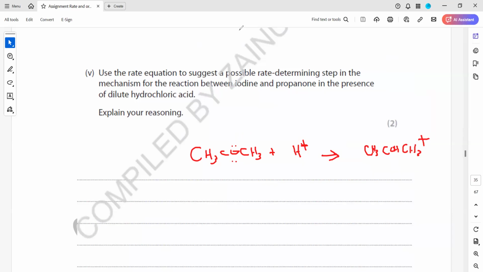Sir, in this question, can we write using words, or do we have to write the reasoning also? We have to just, you will mention, because in the rate equation, the propanol and acid are involved. So it means in the rate determining step, propanol and acid should be there only. It does not depend on iodine, so iodine should not be there. Got it. Yeah, slowest step, yeah. So you just explain the reason here.